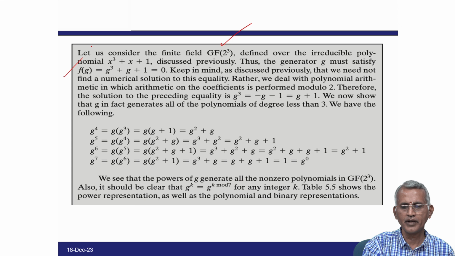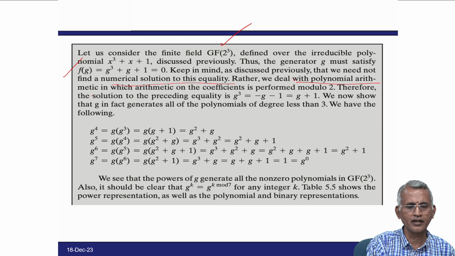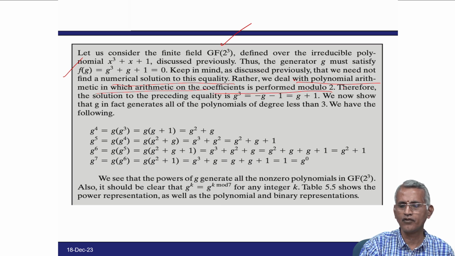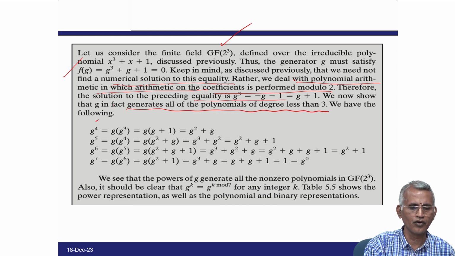Keep in mind, as discussed previously, that we need not find a numerical solution to this equality; rather we deal with polynomial arithmetic, with arithmetic on the coefficients performed modulo 2. Therefore, the solution of the preceding equality is g^3 equals g + 1, or minus g minus 1, and it shows that the generator is a polynomial of degree less than 3. We have the following: g^4 means g times g^3, which is g times (g + 1), and g times g is g^2 + g.